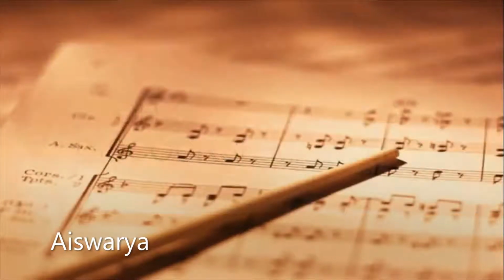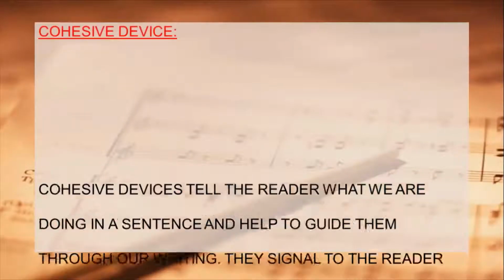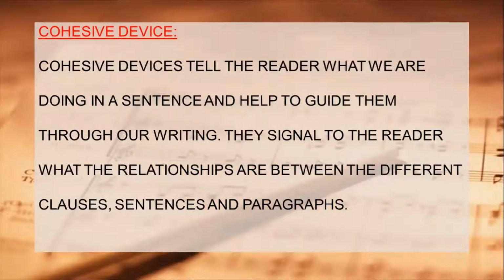So what is a cohesive device? Cohesive devices tell the reader what we are doing in a sentence and help to guide them through our writing. They signal to the reader what the relationships are between the different clauses, sentences, and paragraphs. So cohesive devices or linking phrases are devices which help the reader to understand what the writer is about to tell them. Okay, so it is actually a medium through which we connect the reader as well as the writer.